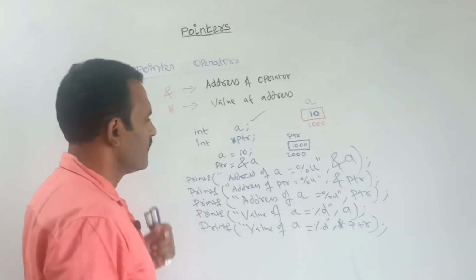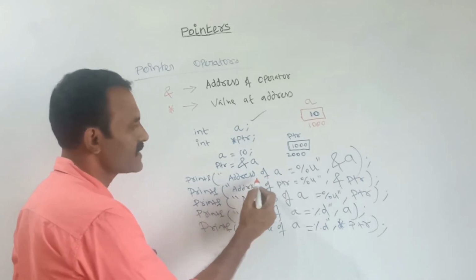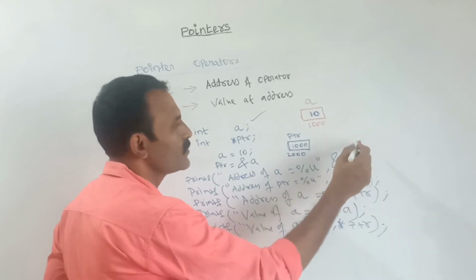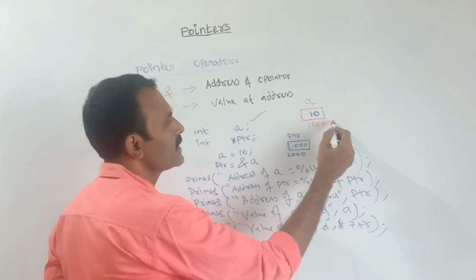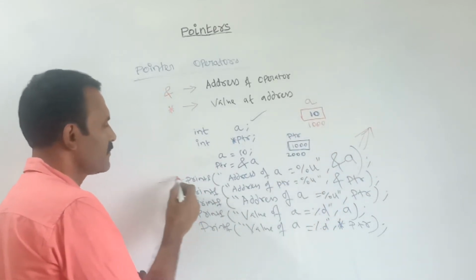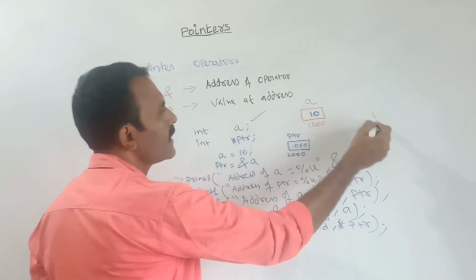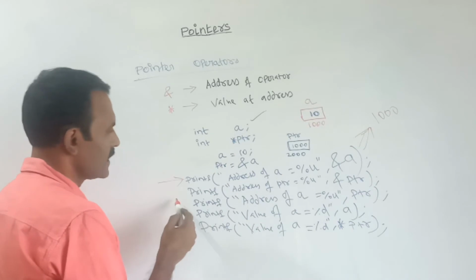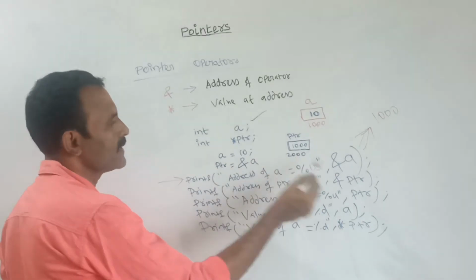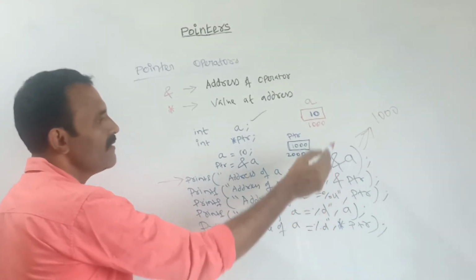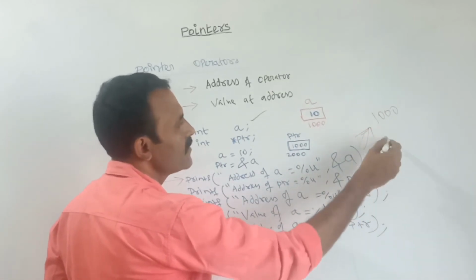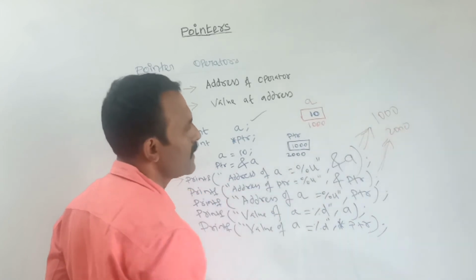Now you see what will be the result here. Very first, address of a is equal to percentage u, here unsigned, next ampersand of a. So I am telling it to print this address of a. What is the result for this statement? It prints the address of a, that is 1000. Next, the second statement: I am telling it to print the address of this pointer variable. What is the pointer variable address? For printing the address we should give the ampersand symbol. So 2000. So this pointer variable address will display here.